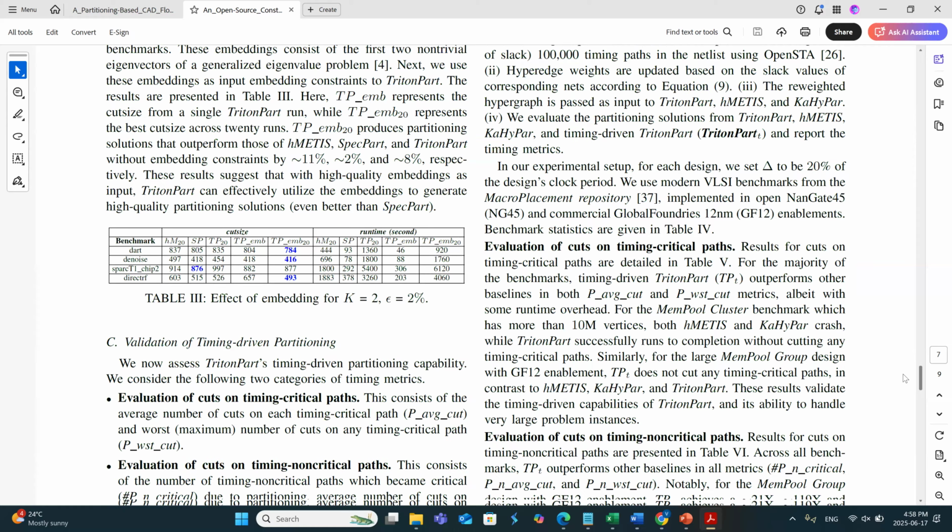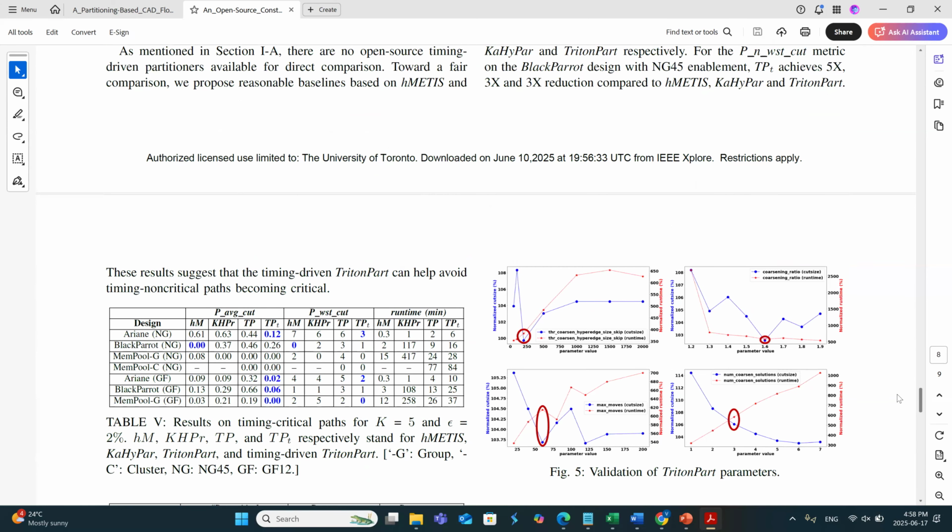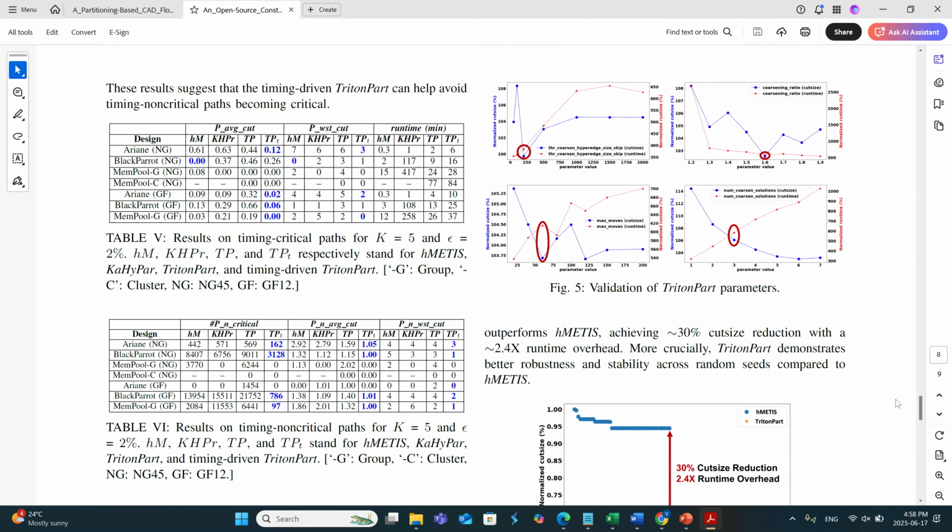And let's see, what else is there to say on here? I think the rest, there's just too much data for me to go through, but basically the results are good, is the high level summary. It is a good partitioner.